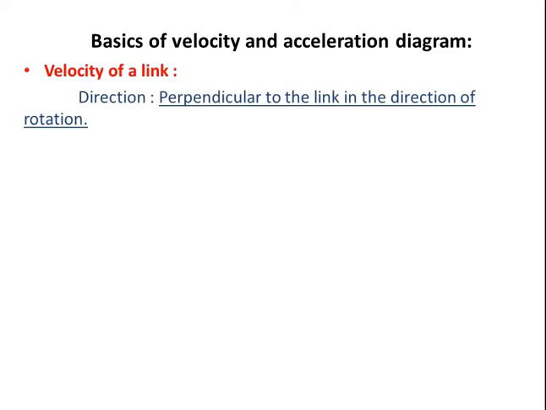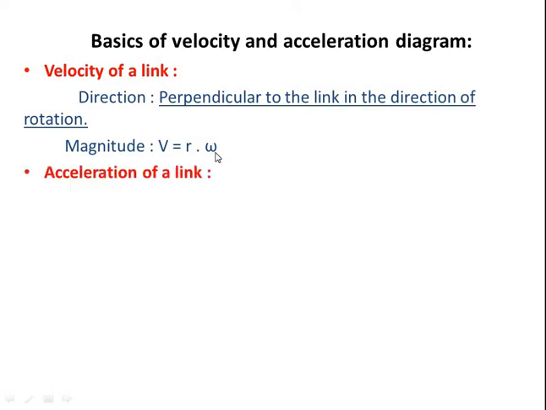Velocity of a link. The direction of velocity of a link is perpendicular to the link in the direction of rotation. The magnitude of velocity vector v is equal to r into omega, where r is the length of a link and omega is the angular velocity of the link.